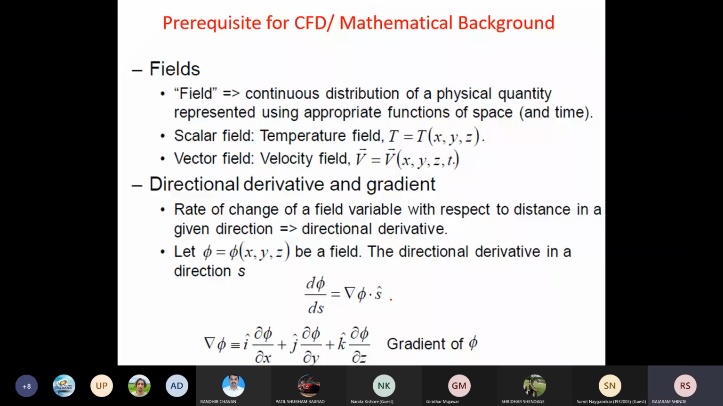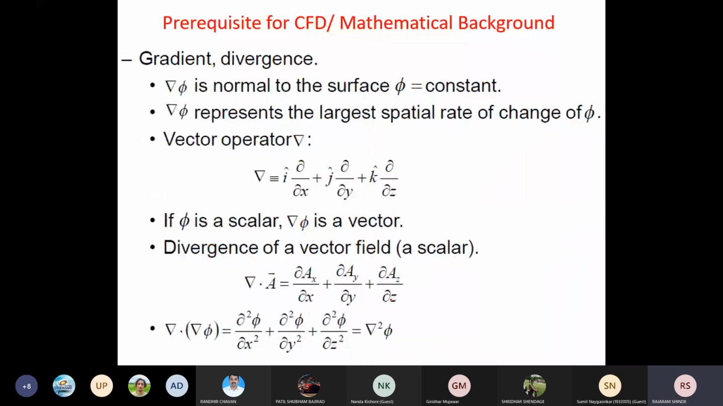Okay. Next one, gradient and divergence. Now, what is the meaning of the gradient? If we consider phi as a scalar function, our scalar field, and if it is a function of x, y, z, it is going to create one surface, or it represents a surface.